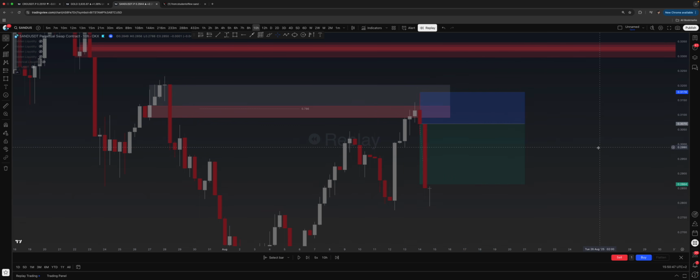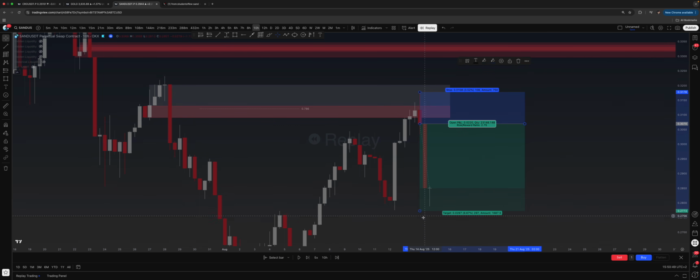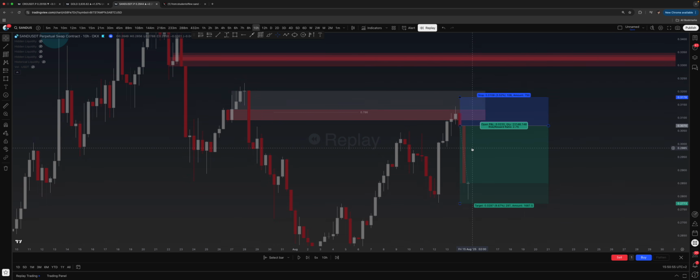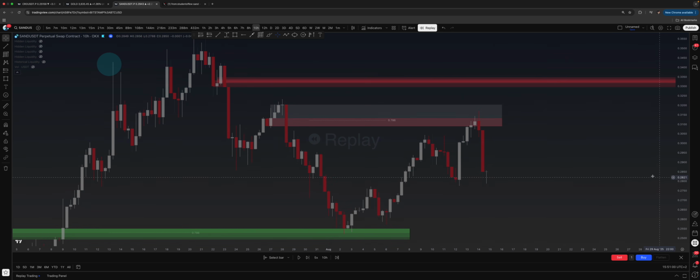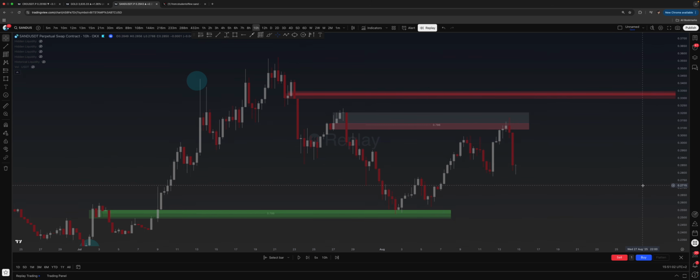But you don't have to here. It's not the most optimal setup anymore, as the 4 hour invalidated the level, but the 10 hour didn't. So you can still technically enter here and recover your loss. Yeah, that's about everything that I wanted to cover.